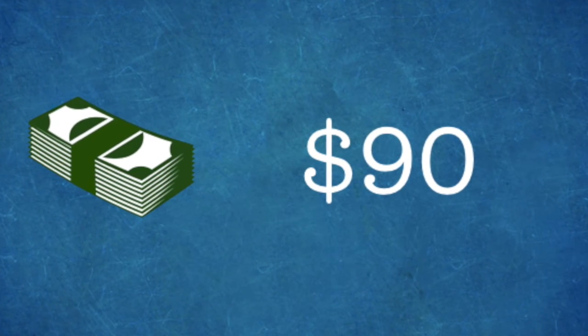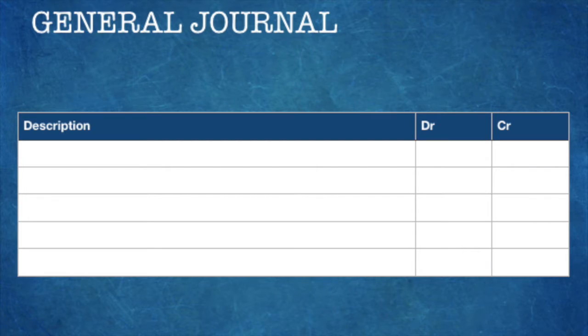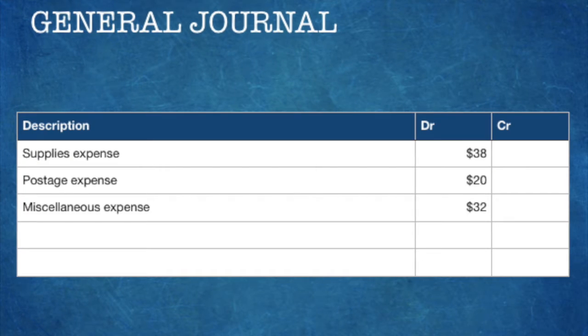Now the company must check $90 to replenish the fund and record the expenses. To do this, we go back to the general journal. Firstly, we must debit all our expenses. This includes supplies at $38, postage at $20, and miscellaneous expense at $32.